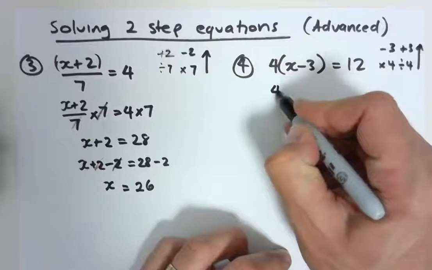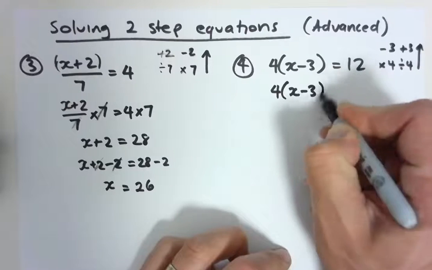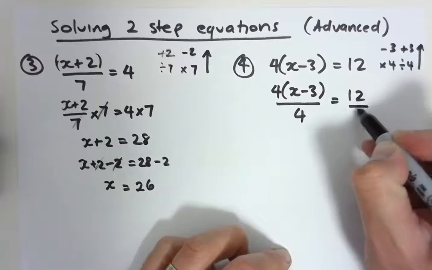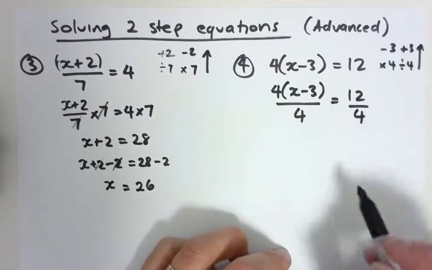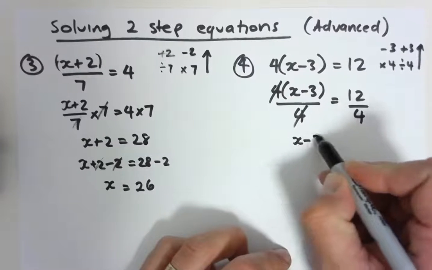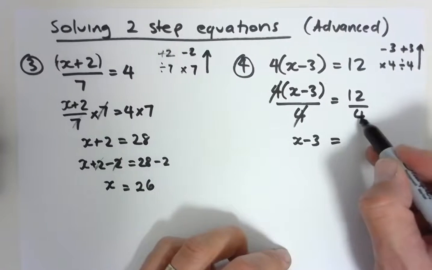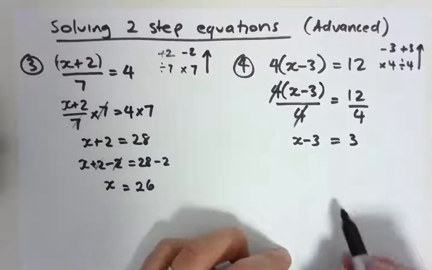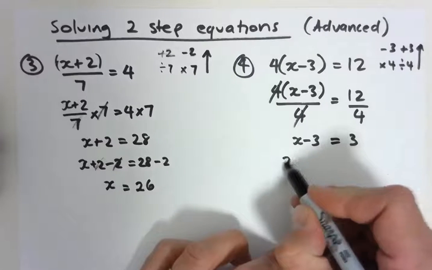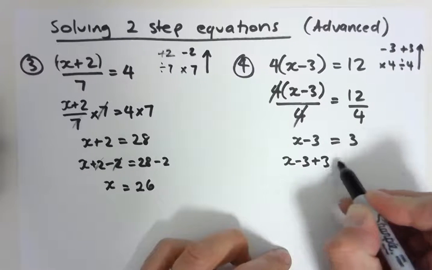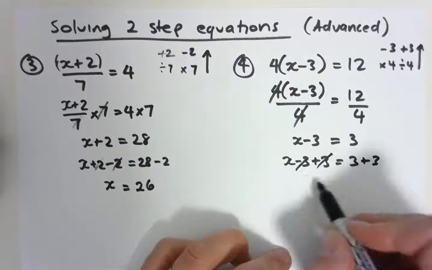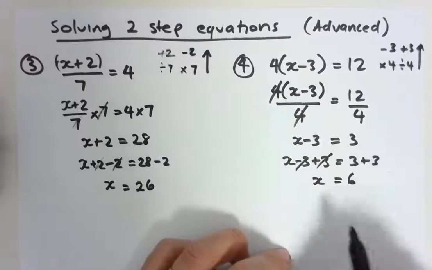So we'll rewrite this. 4 brackets x minus 3 divide by 4 equals 12 divided by 4. Now remember, we write it in that fraction form. Now these 4's cancel out, leaving there x minus 3 equals 12 divided by 4 equals 3. And then our undoing is now plus 3, so we've got x minus 3 plus 3 equals 3 plus 3. Those 3's cancel out, leaving x equals 6.